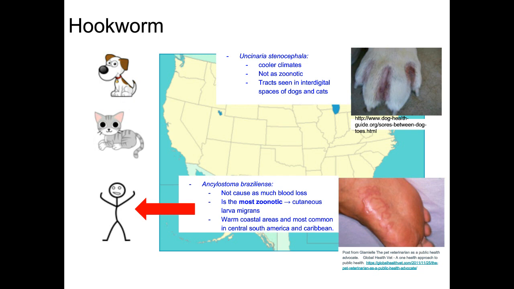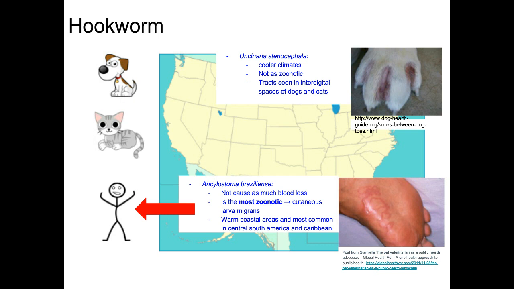In people, they can also do the same thing. So they can crawl through your toes. If you're on a beach in the Caribbean or so, they can crawl through your toes and also cause lesions on your body. So those are called cutaneous larval migrans, if you ever heard that word before. Another trivia question, if you get that right. And so those are the two hookworms that can infect both dogs and cats. They can infect either one of them.